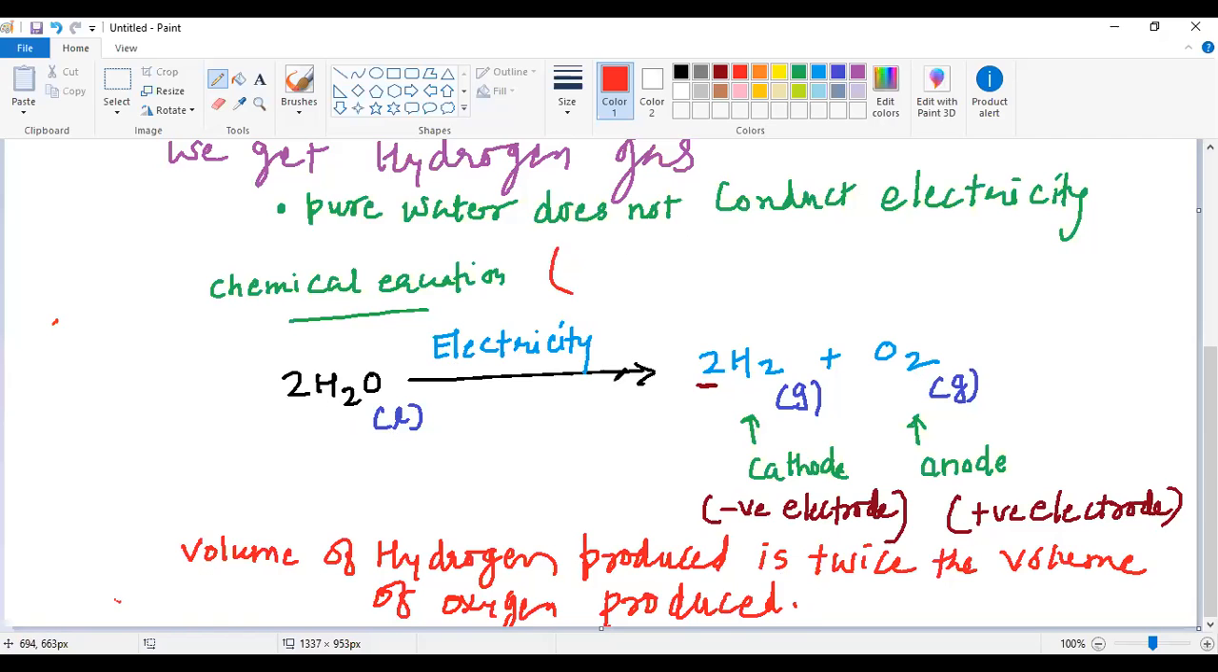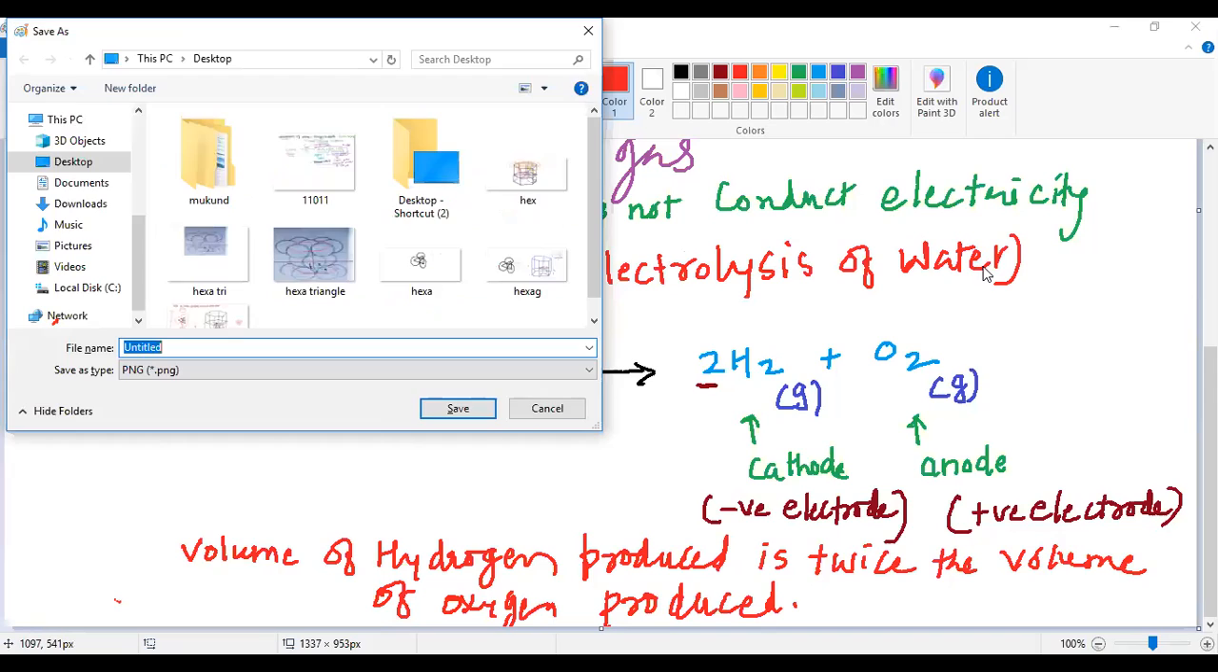This particular reaction of passing electricity through water is also known as electrolysis of water. Please remember, my dear students, this particular process is also known as the electrolysis of water. So this is what we study about the electrolysis of water here. And if you do not understand anything, you can ask me, my dear students.